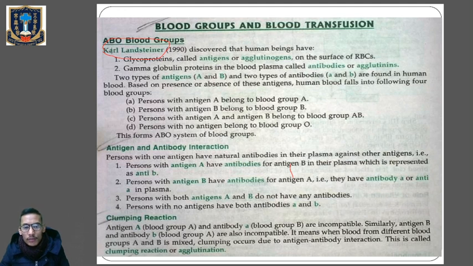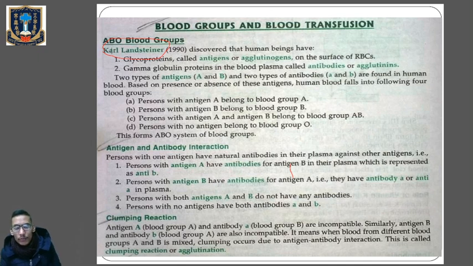Glycoproteins called antigens or agglutinogens are present on the surface of RBC. In class 10 we learned that sugars are present on the surface of the RBC, so they are called antigens. In the blood plasma we have antibodies or agglutinins. These are gamma globulin proteins in the blood plasma. So we have antigens on the surface of the RBC and antibodies in the blood plasma. Based on the presence of these antigens and antibodies, Karl Landsteiner discovered the ABO blood grouping system in human beings.